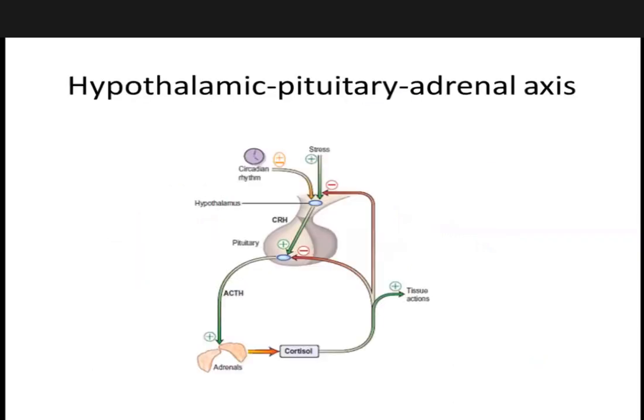Yeah. So mainly the cortisol secretion is dependent on the hypothalamic pituitary adrenal axis.